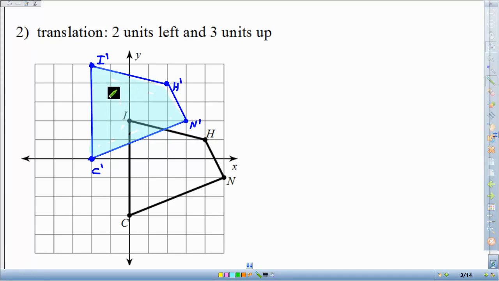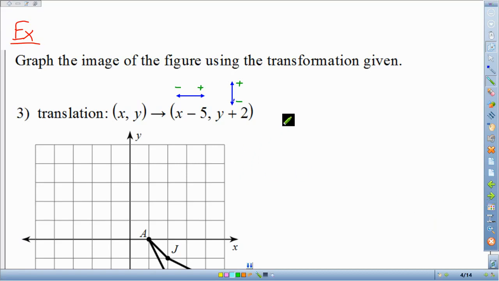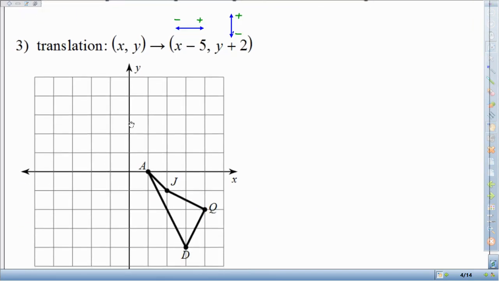Here's the thing. The translations are not always written out in such plain English. They don't always say 2 units left, 3 units up, written out as a sentence. Sometimes they do it in a shorthand, a mathematical sort of equation way. So let me show you what that looks like. On this next problem, it's asking us again to do a translation, but if you notice, it's written in kind of a strange way.